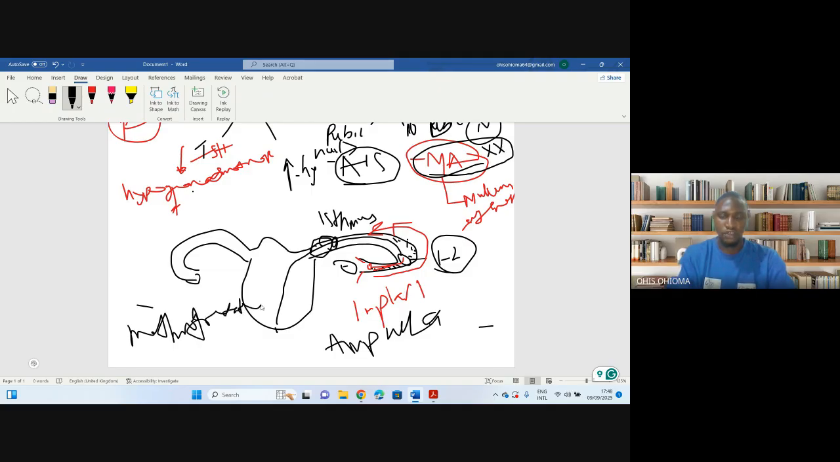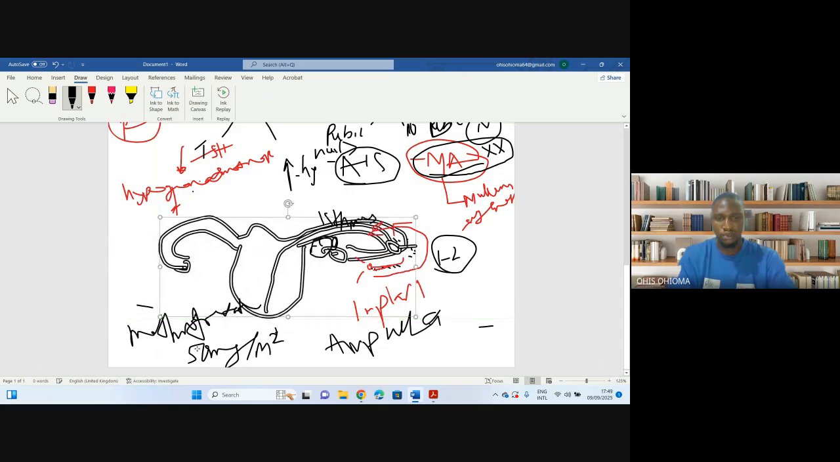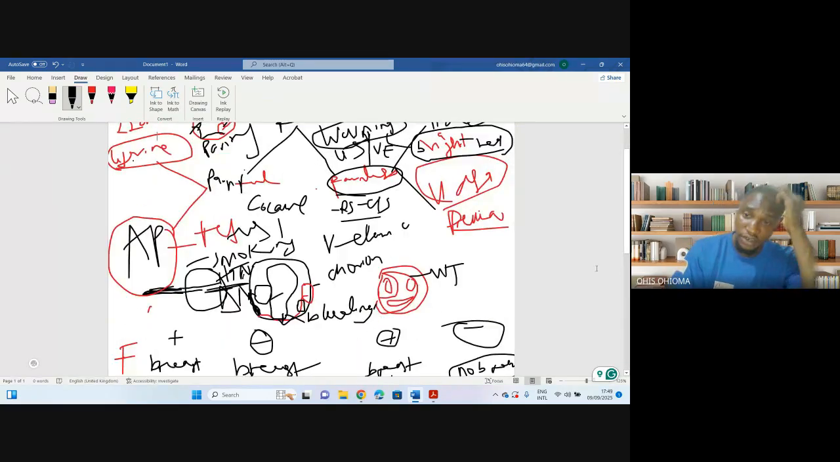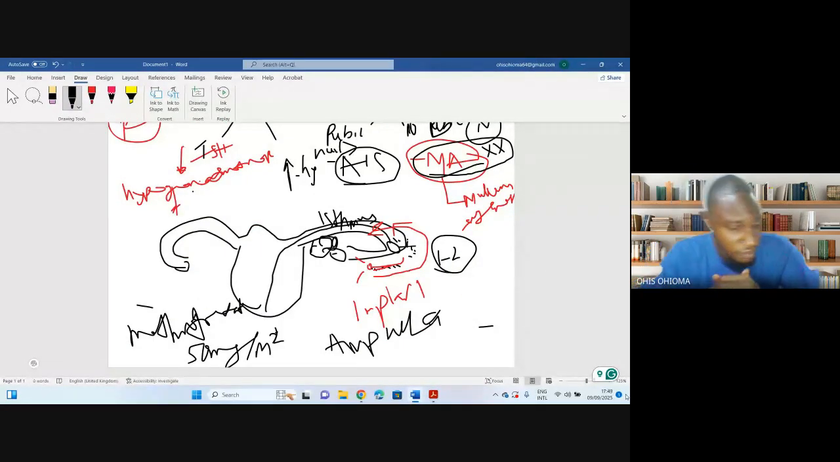And this drug is given according to the surface area. The dose that I know is 50 milligrams per meter square. This is the dose of it. So you're giving it at this dose basically. Use the surface area to kind of help with the administration of the drug.